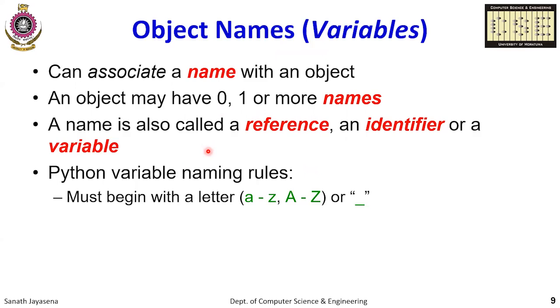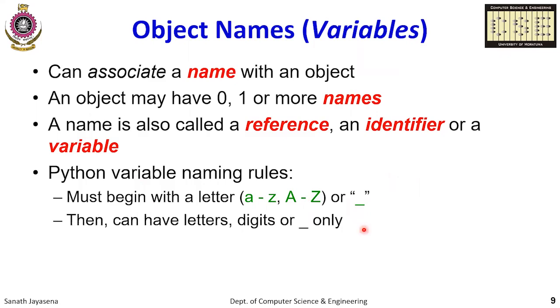There are other terms that are used to refer to a name: reference, identifier or variable. They also mean the name. So sometimes we just say a variable or reference. And when you name objects, here are the variable naming rules. You have to always start with a letter, that means a lowercase letter or uppercase letter, or you can use the underscore character to begin the name of a variable. After that, you can have letters, digits, or underscore only. You cannot have other symbols like plus or star inside a variable name.